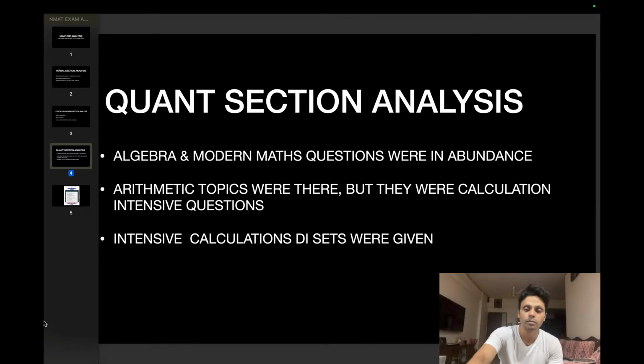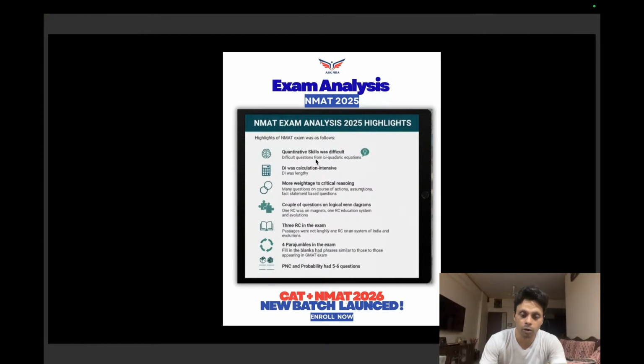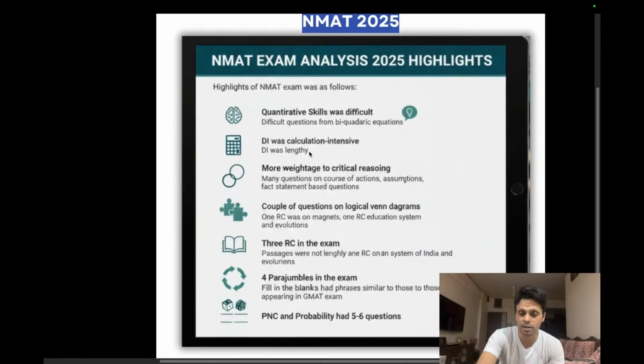ठीक है? Moving on, guys, now this is important. This I really want to emphasize upon. Of course, quantitative skills, and this is there. 4 parajumbles in the examinations were asked. 3 RC questions were asked. Couple of questions on logical Venn diagram. More weightage to critical reasoning questions. DI was very calculation intensive, and quantitative skill was difficult. So, एक छोटा सा analysis. Of course, it's a post which we have made for Instagram.